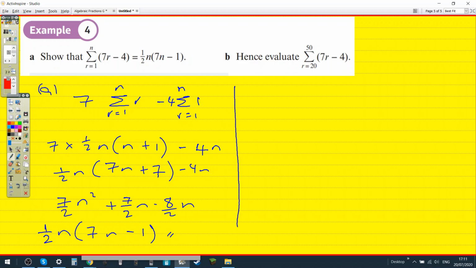Okay. So since you have the formula, you just do it till 50 and then till 19 and subtract them. So you can just do half n, which is 25 times 50 times 7 minus 1. Slow down. So half times 50 times 7 times 50 minus 1 in brackets.